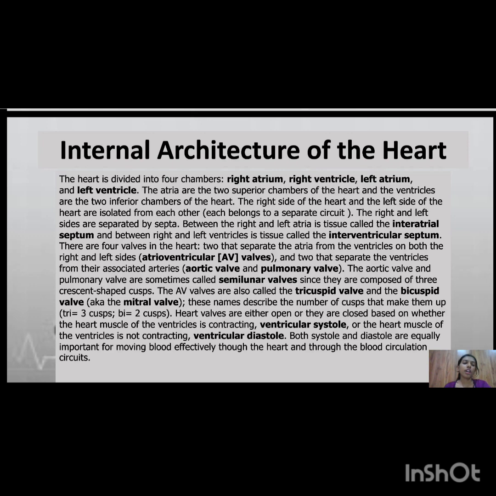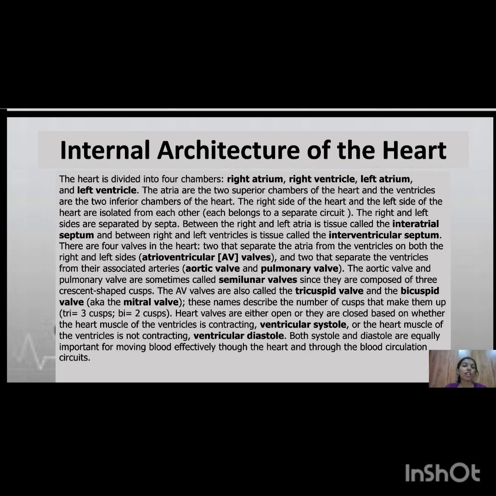Internal architecture of the heart. The heart is divided into four chambers: right atrium, right ventricle, left atrium, and left ventricle. The atria are the two superior chambers of the heart, and the ventricles are the two inferior chambers of the heart. The right side and the left side of the heart are isolated from each other. The right and left sides are separated by a septum. Between the right and left atria is a tissue called the interatrial septum, and between the right and left ventricles is a tissue called the interventricular septum.